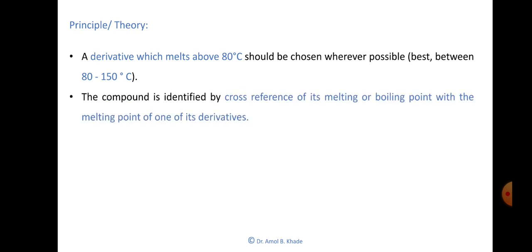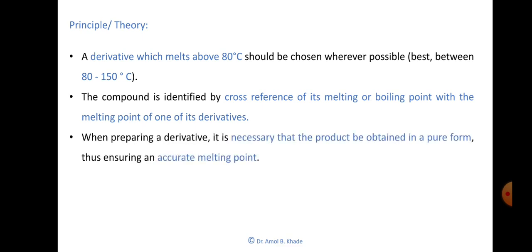The compound is identified by cross reference of its melting point or boiling point with the melting point of its derivative. This procedure we can utilize to qualitatively identify the unknown compound. When preparing a derivative, it is necessary that the product be obtained in a pure form, because unless you have a pure solid derivative, it will not give a sharp melting point. We have discussed in the previous video the determination of melting point. There we discussed when we get a sharp melting point and in which cases we get a melting point in a range.